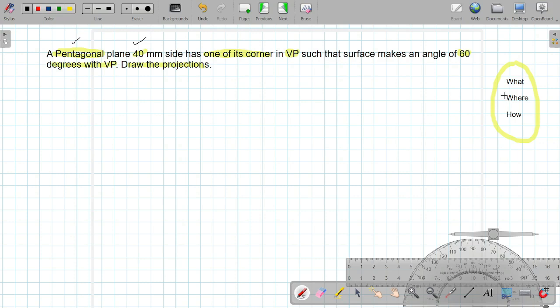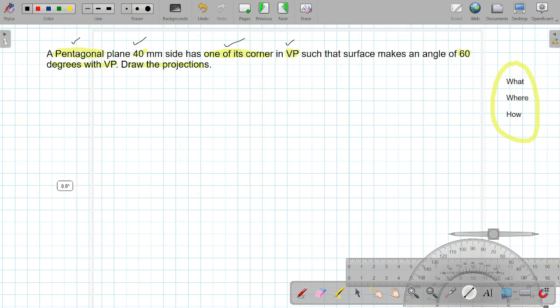Then where to draw? It is given that one of its corner is in VP. So in VP means we have to start from the top, that is above the XY line. Then the third question, how? It is given that one of its corner should come on the right hand side. So after getting the answers to these three questions, we can now start the construction part.